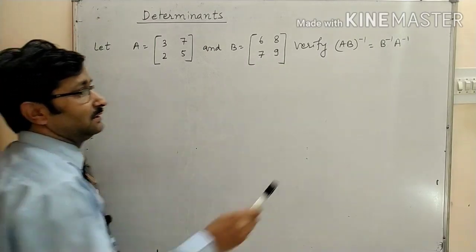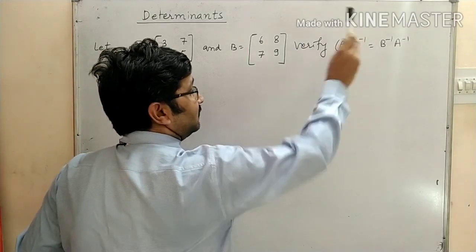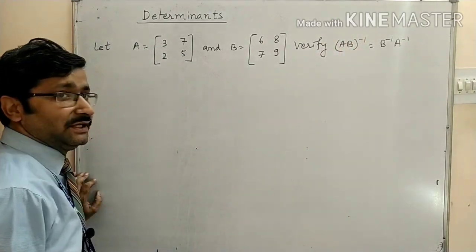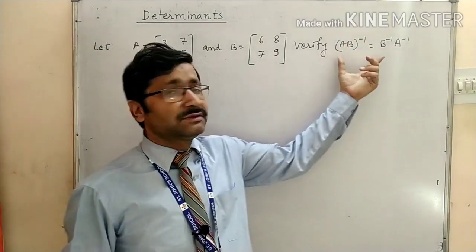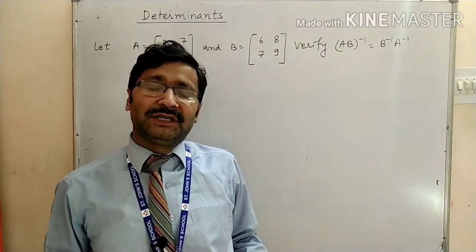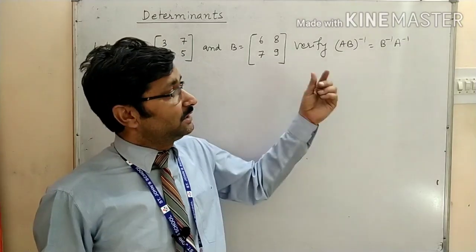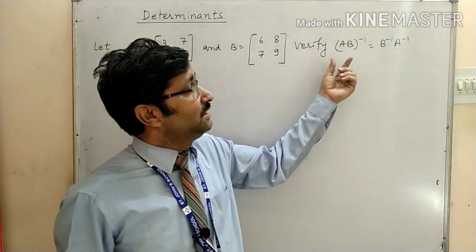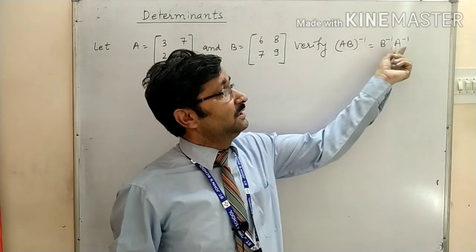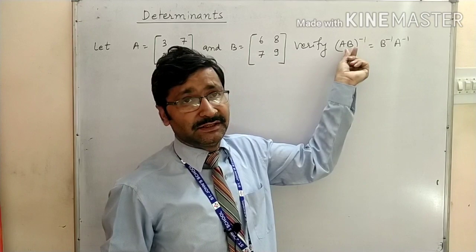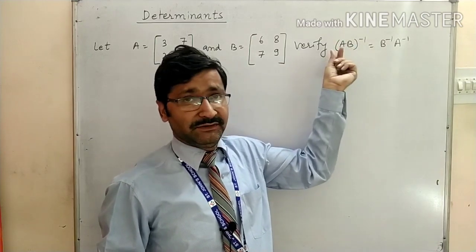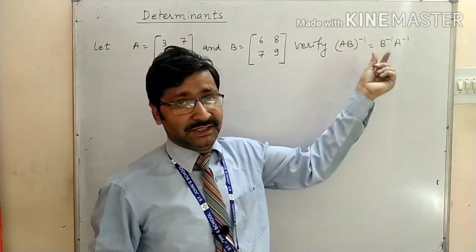And you have to verify that (AB) inverse is equal to B inverse A inverse. Look here, this formula is also important. This formula may be given to you in a multiple choice question also, that what is (AB) inverse. Okay, so (AB) inverse will be equal to B inverse and A inverse. First we have B, then we have A, so that is the change here.